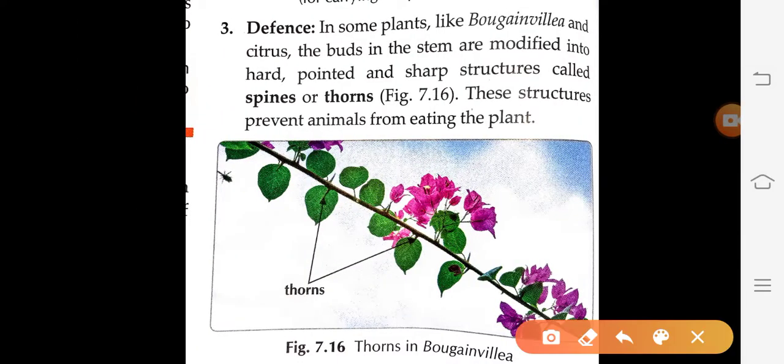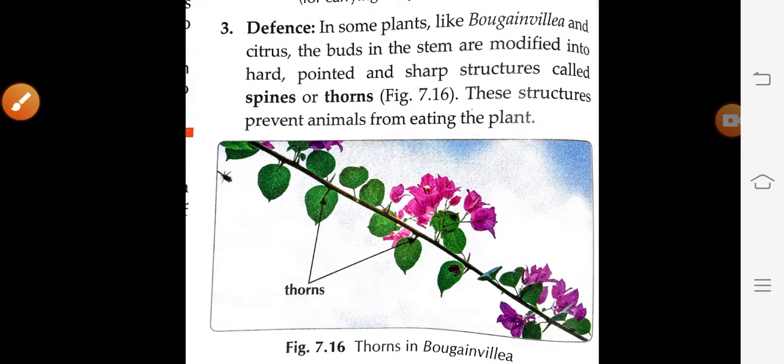The third is that the stem is modified for defense. In some plants like bougainvillea and citrus, the buds in the stem are modified into hard, pointed and sharp structures for defense. Some animals would easily eat the plants if these thorns were not present. So the thorns are very important pointed structures that defend the flowers and other parts of the plant from being eaten. So these structures are very important.